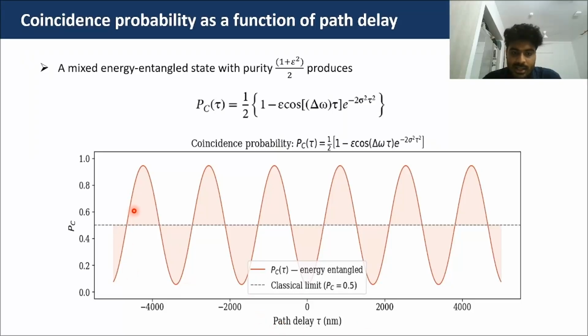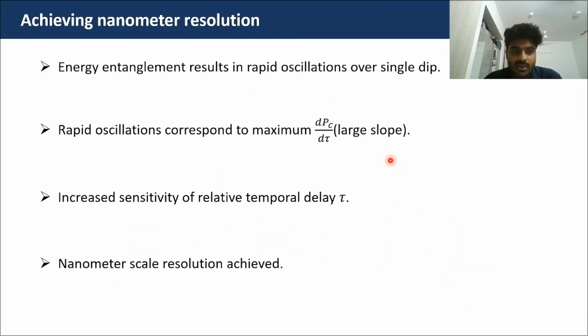As we can see, the cosine term is dominating and the exponential term doesn't come into the picture. So the coincidence probability PC is rapidly oscillating. This is different from the Hong-Ou-Mandel dip, where a single dip is observed. In that case, the coincidence probability PC is not rapidly oscillating, and thus we can't detect small path delays from changes in PC. That is the importance of this cos term. Now I will explain how this nanometer resolution is achieved using this.